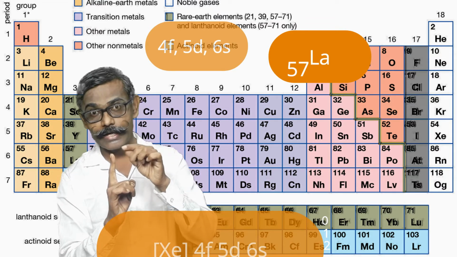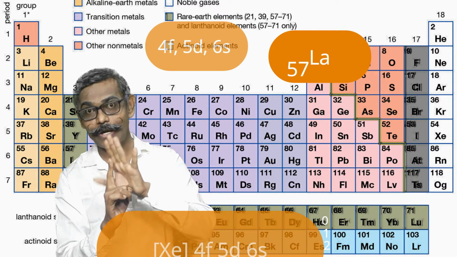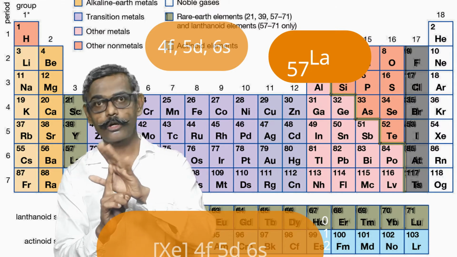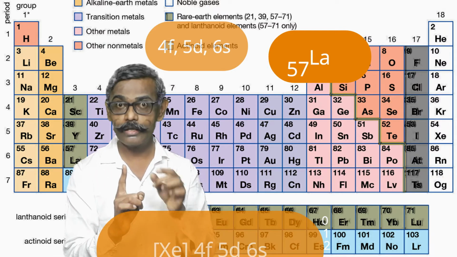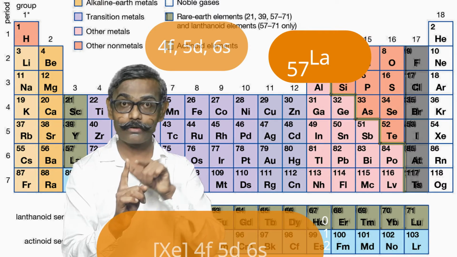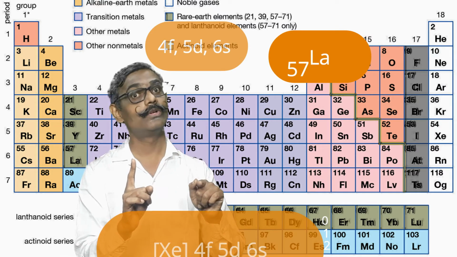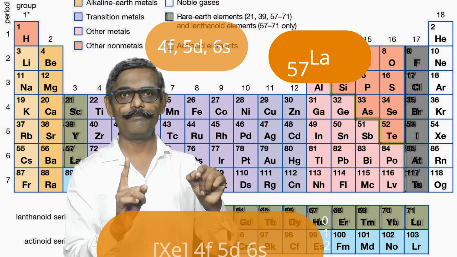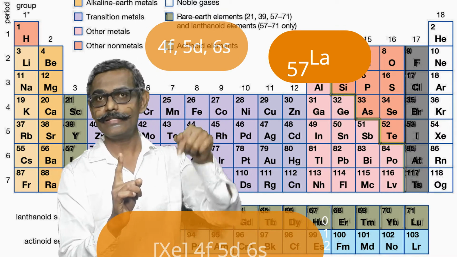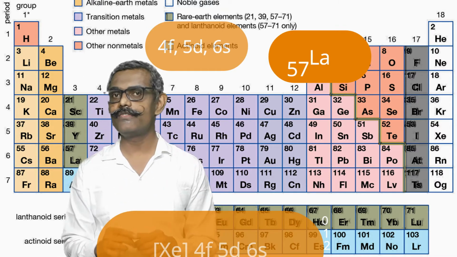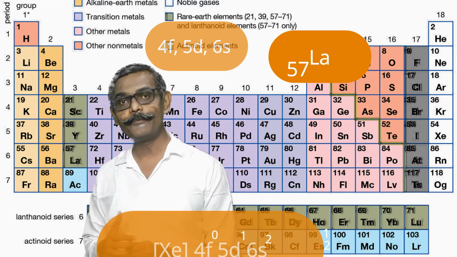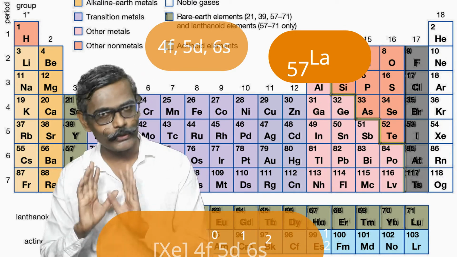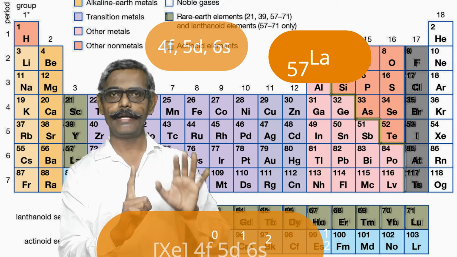Afterwards, if any electron tries to enter there, this is not a suitable orbital. The 5d orbital is not suitable for the next electron. Then the electron will search for the most suitable orbital. The most suitable orbital for that electron is 6s. So the 56th electron enters 6s and the 57th electron enters 6s. So what is the electronic configuration for lanthanum? Xenon, 4f0, 5d1 and 6s2.